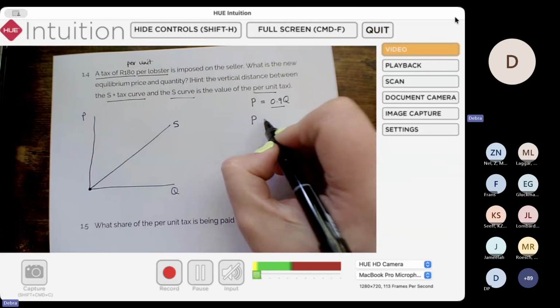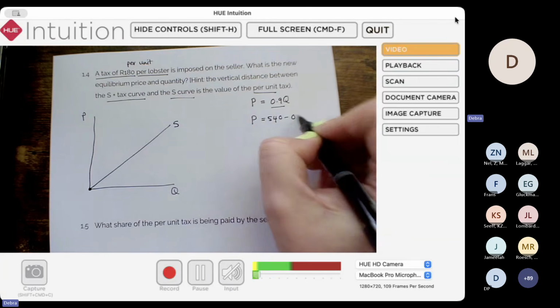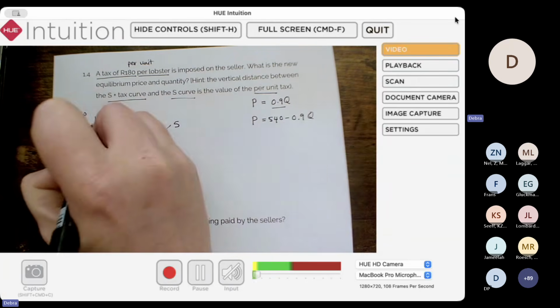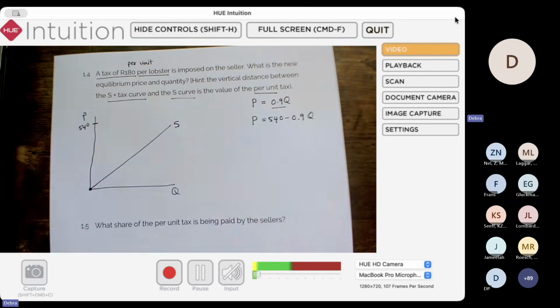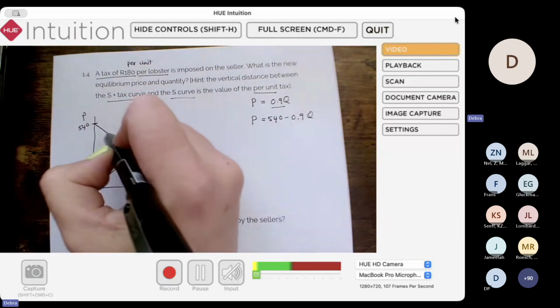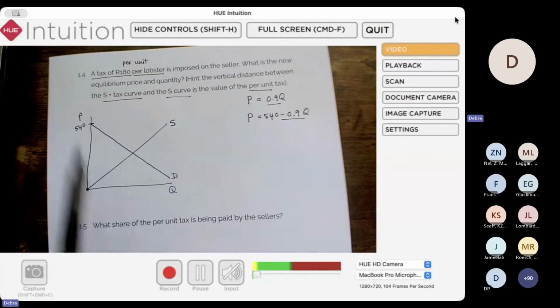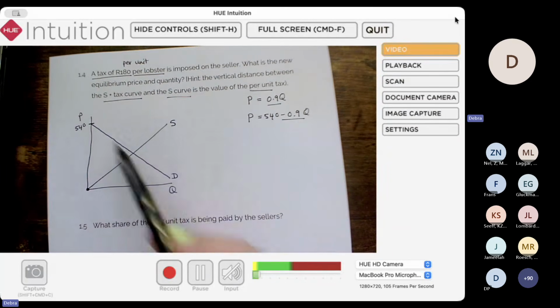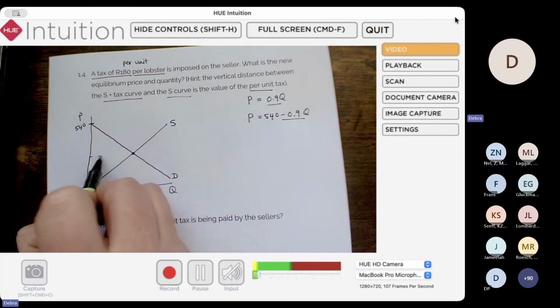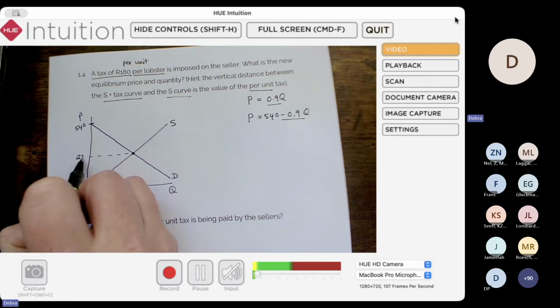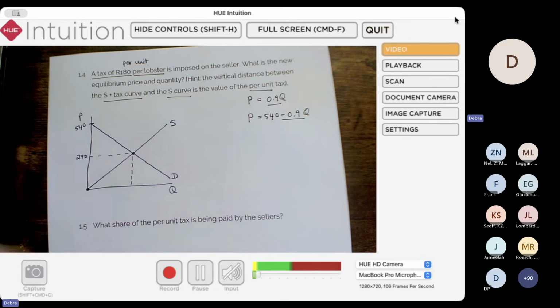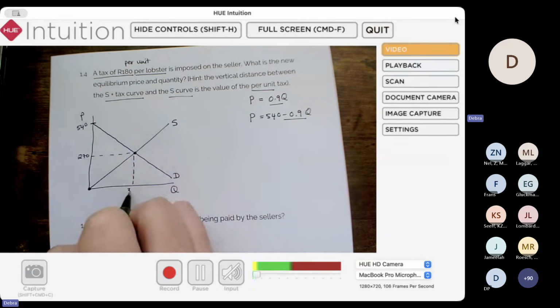The demand curve is given by price is equal to 540 minus 0.9Q. So it has a y-intercept of 540, and then it is negatively sloped by minus 0.9. So it has roughly the same slope as the supply curve, just in the reverse. And then we found that the market is in equilibrium at a price of 270 and a quantity of 300. So this is where we start prior to the tax being introduced.